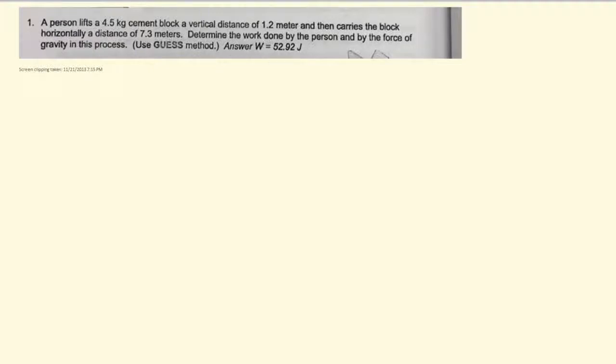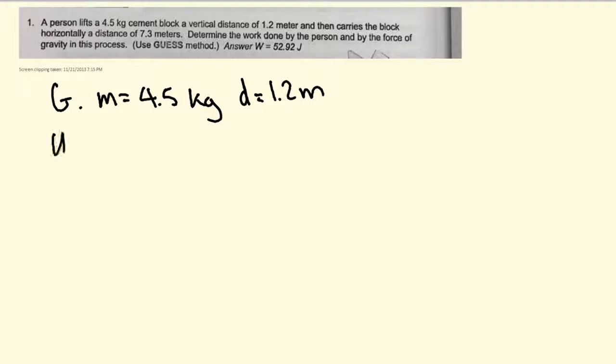And so, your given mass is equal to 4.5 kilograms. The vertical displacement is 1.2 meters. And you don't need to worry about the horizontal displacement because there is no force in the x direction if he moves at a constant speed. And so, your unknown, obviously, is work. And the equation is work is equal to force times distance. You can ignore cosine theta for this part because you know that they are parallel.